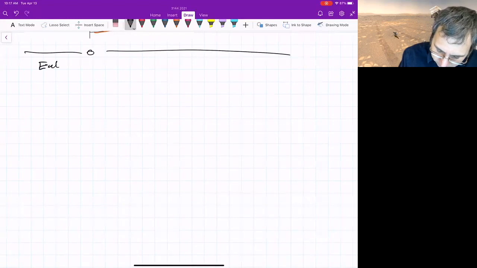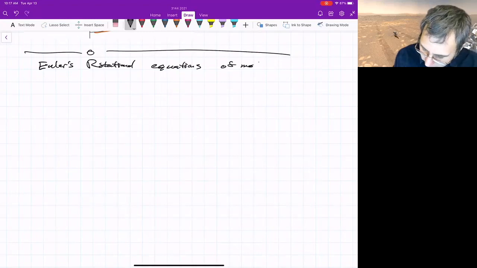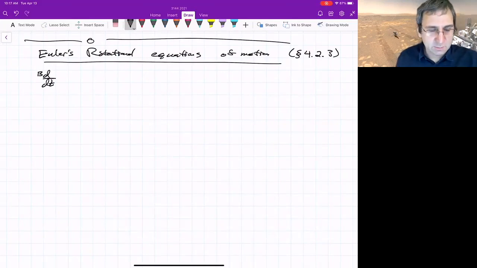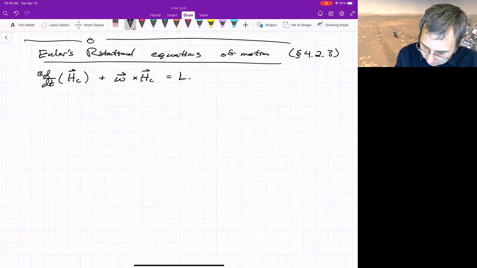We're going to look at Euler's rotational equations of motion in more depth, just following on from what we have up there. And this is, if you're in the book, 4.2.3. So I'll be focusing on the moment about the center of mass, because that's what matters mostly on a spacecraft. The rotational dynamics with respect to the center of mass. So we've got this plus omega cross H_C equals L_C.